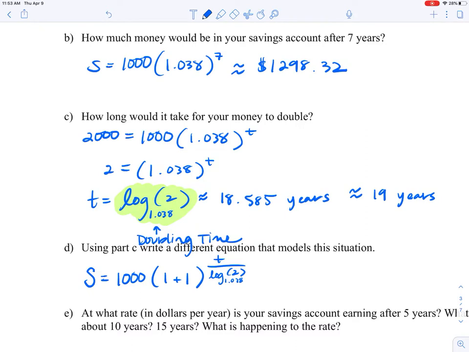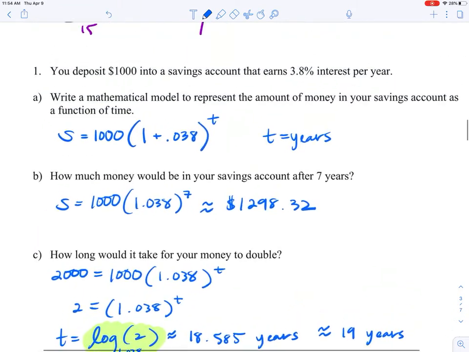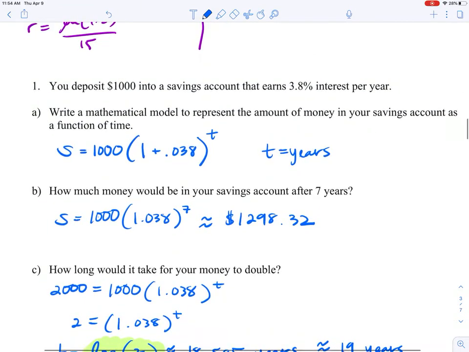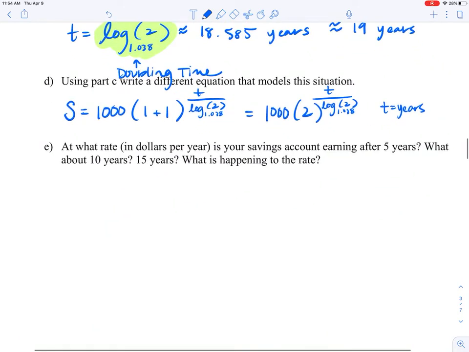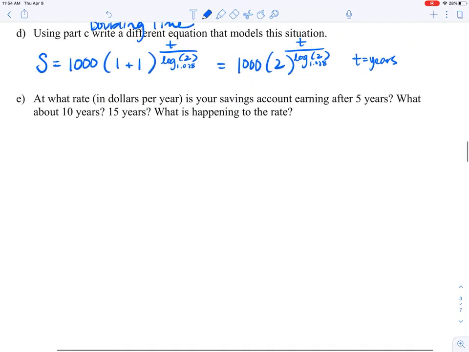So we're going to do T divided by our doubling time, log base 1.038 of 2. Okay, so this equation, which we could do 1 plus 1 is 2, so 1,000 with the base of 2 to the T over log base 1.038 of 2, where T is in years. And you could double check that that equation represents this situation by graphing the equation that we just came up with in part D and the equation in part A, and they would match.